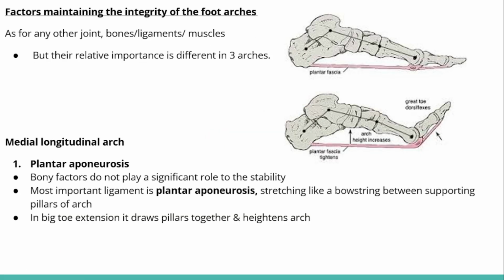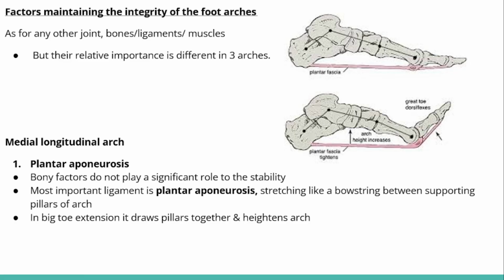When we talk about the factors that contribute to maintaining the integrity of foot arches, there are bones, ligaments, muscles and tendons. But their relative importance is different among these 3 arches. For the medial longitudinal arch, bony factors do not play a significant role, but ligaments play an important role. And among them, the most important ligament is the plantar aponeurosis. It stretches like a bowstring between the supporting pillars, and with big toe extension, it draws the pillars together and increases the height of the arch.